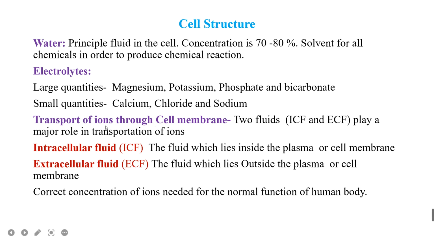The ions are transported through the cell membrane. Fluids are present inside the cell and outside the cell, and these are important for the transportation of ions from outside to inside and inside to outside. The fluid present inside the cell membrane is called the intracellular fluid, simply ICF, and the fluid present outside the cell is called the extracellular fluid, or ECF. So there are two fluids, intracellular fluid and extracellular fluid.